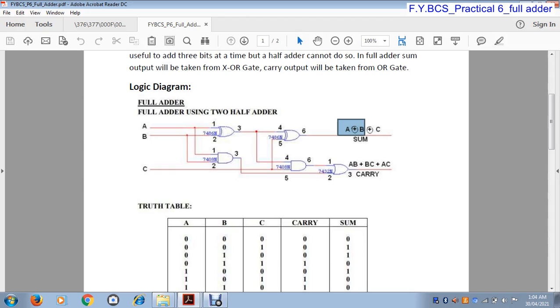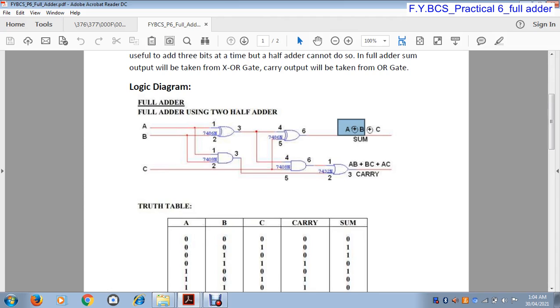This A XOR B we get from this gate, because the inputs of this gate are A and B and it is an XOR gate, so it performs the XORing operation. The output of this gate is A XOR B, and this output is given to this XOR gate as the input. This input is A XOR B and the second input is C. So here we get the output A XOR B XOR C, which is our sum output.